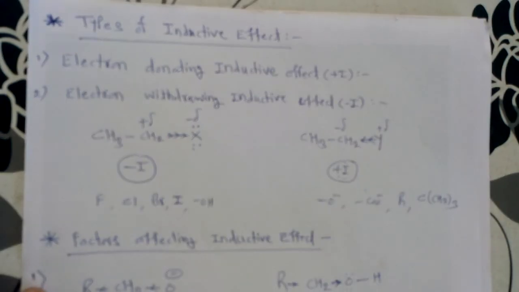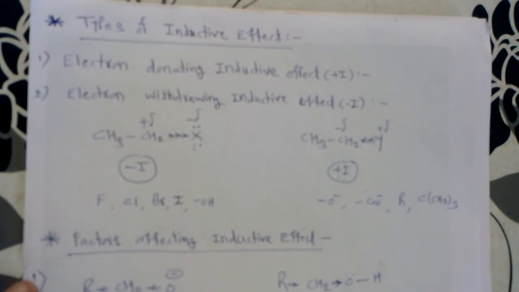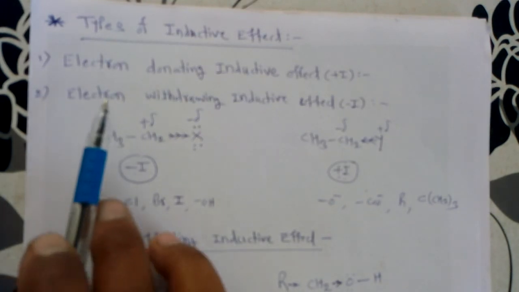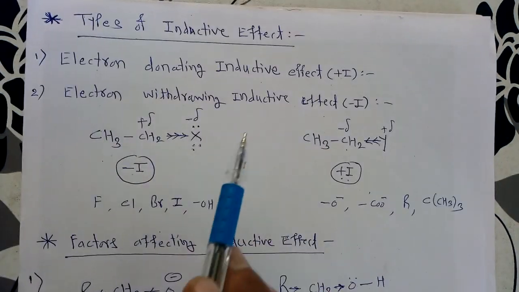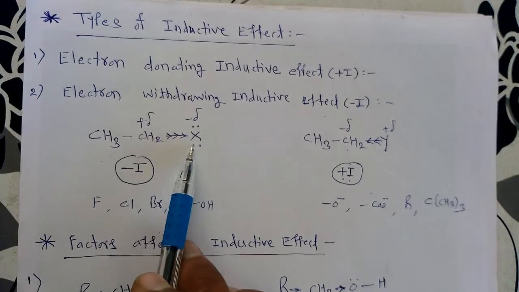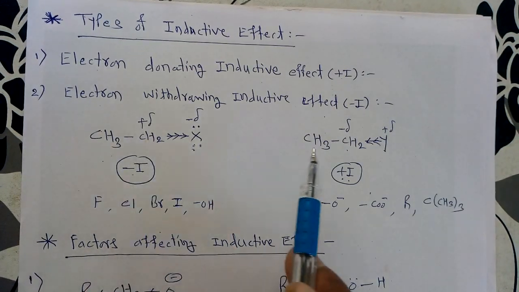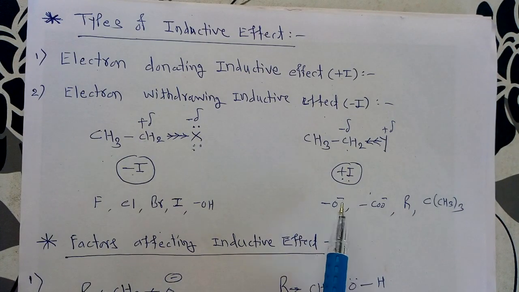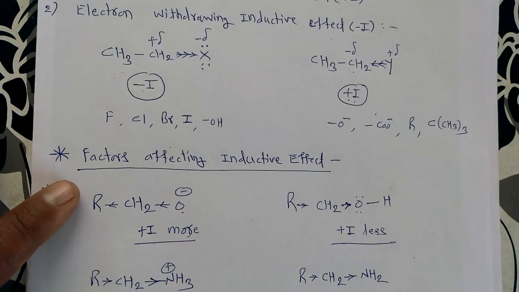In the first part, we studied what the different types of the inductive effect are. This inductive effect is of 2 types: electron donating inductive effect and electron withdrawing inductive effect, depending upon whether the atom or group of atoms increases the electron density around the carbon atom or decreases the electron density around the carbon atom. In the second half, we considered the factors affecting the inductive effect.